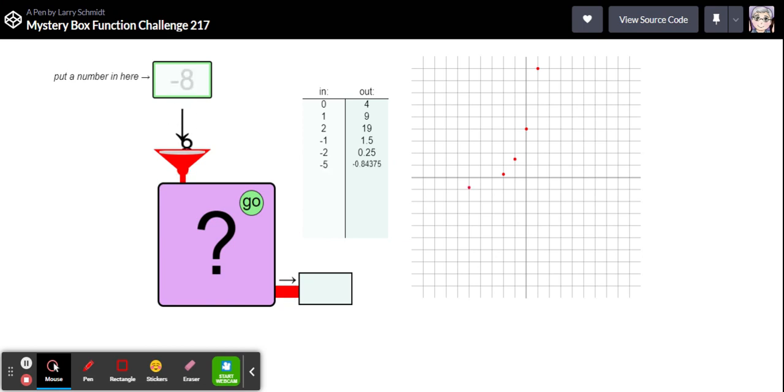And negative 8. And that's getting really, really close to negative 1, but not quite getting there. So I think that this is an asymptote. It's approaching this line, y equals negative 1.